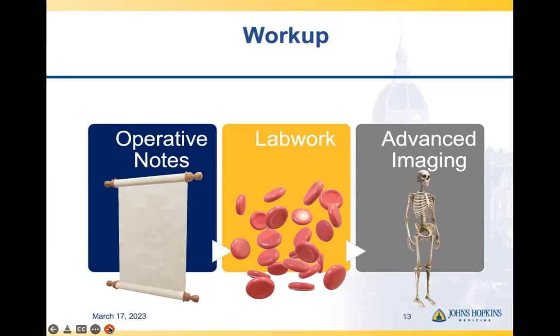And finally, we have to understand that there are some cases where we will require advanced imaging, such as a CT scan or a CAT scan, an MRI scan, or even a bone scan to understand how that bone is being stressed in relation to that implant and whether or not that bone is failing and the implant is loosening with time.